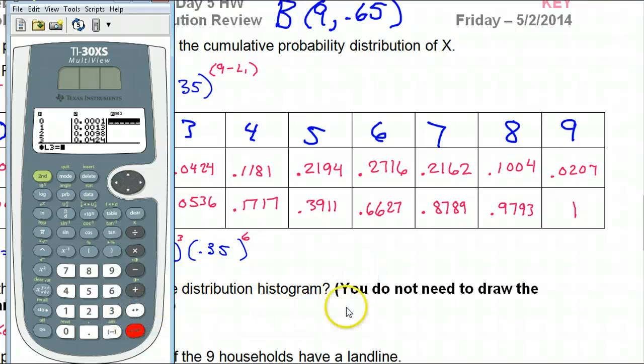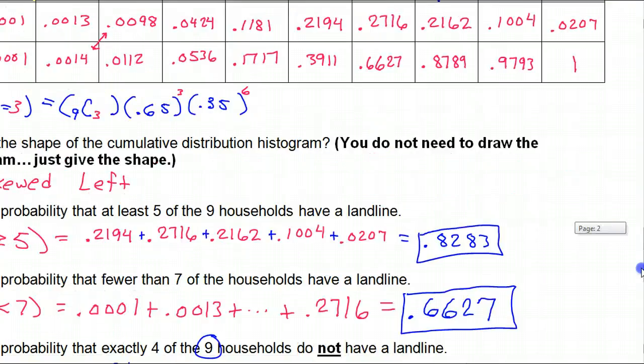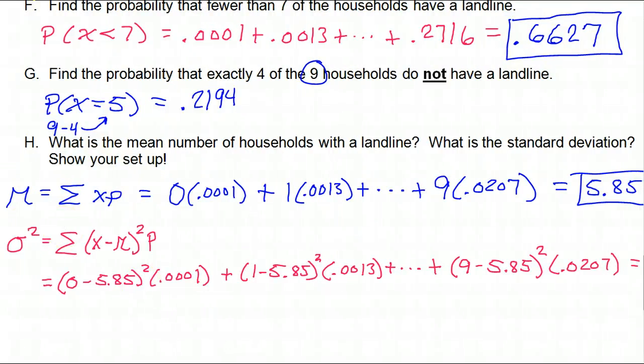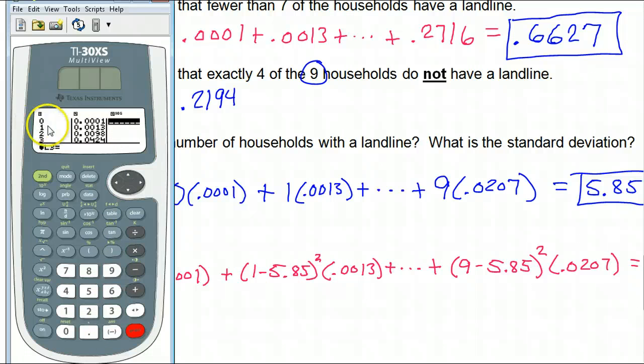Now, if we're going to do the mean, we did it before by hand, so this would be a good way to check our answer. We saw that the mean is the sum of all the xp's, x times p. Using the list function of your calculator, the x's are in list 1 and the p's are in list 2. So if I want x times p, I'm just going to do list 1 times list 2. So data and choose list 1, and then data and choose list 2.